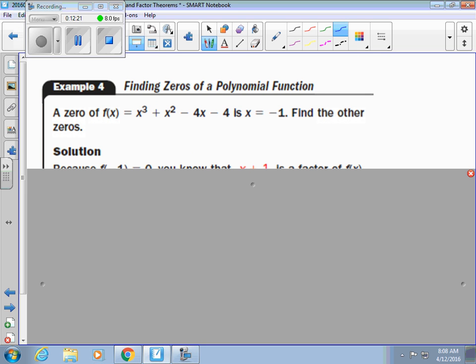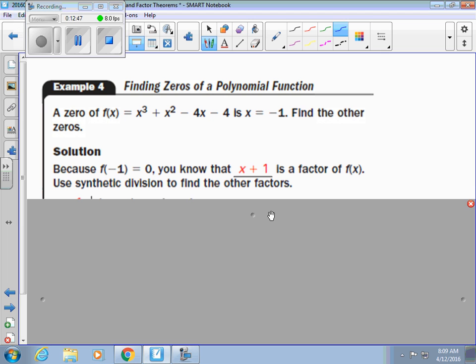Here's example number 4. It says finding zeros of a polynomial function. A 0 of f of x equals x cubed plus 2x minus 2x squared minus 4x minus 4 is x equals negative 1. Find the other zeros. So what it's saying, x is negative 1. So the factor of that is the opposite of that, x plus 1.